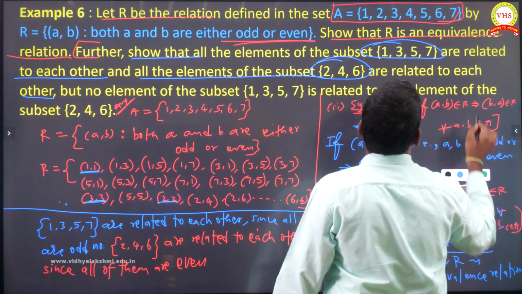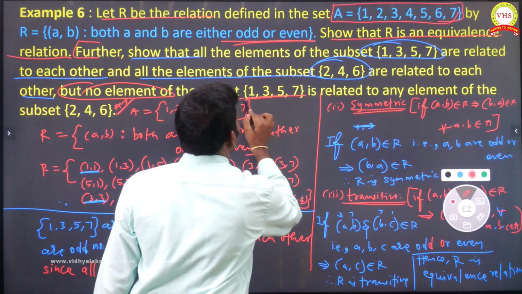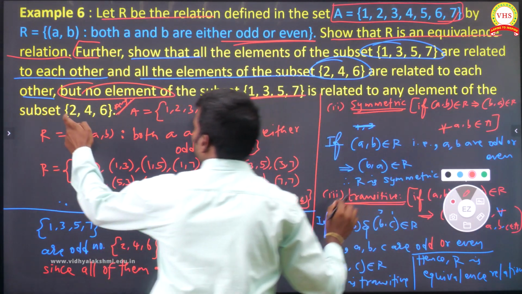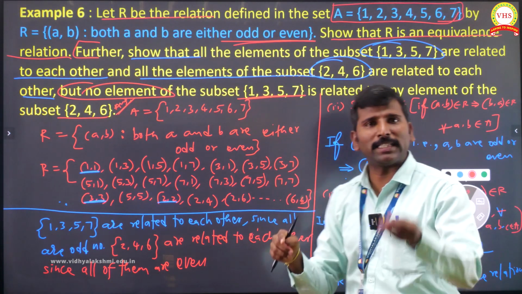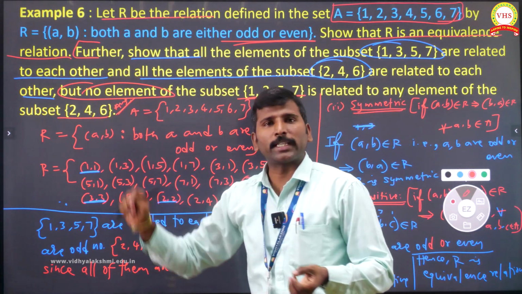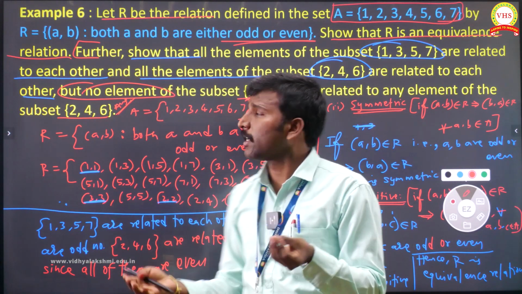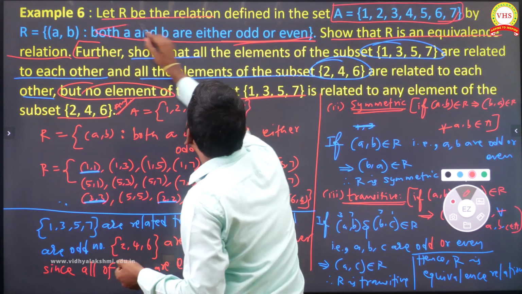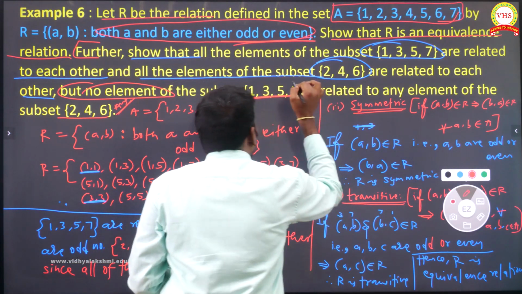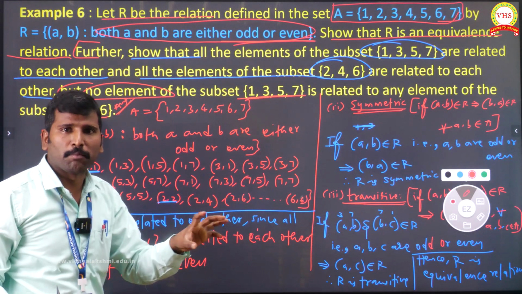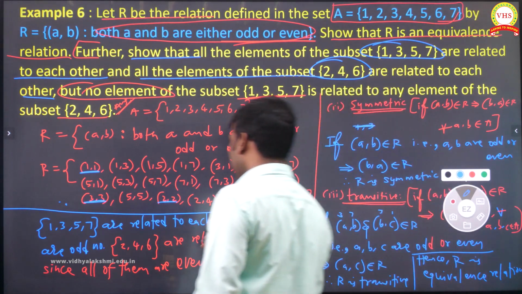Next line, what are they telling? But no element of {1, 3, 5, 7} is related to {2, 4, 6}. That we know, because 1, 3, 5, 7 are odd numbers and 2, 4, 6 are even numbers. How can an odd number be related to an even number? The definition is that both should be either odd or even. This is an odd number, the next one is an even number, it cannot be related. You have to write that as an explanation.